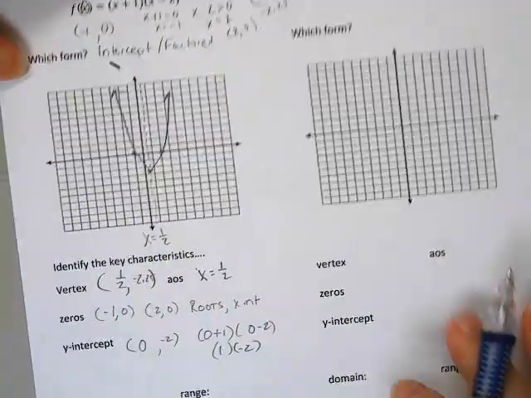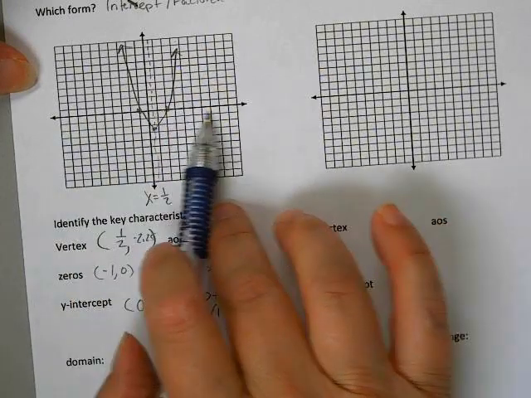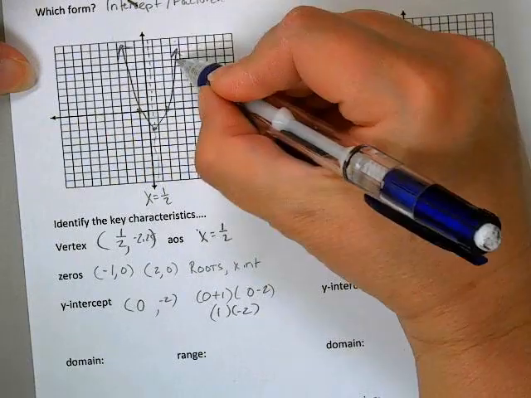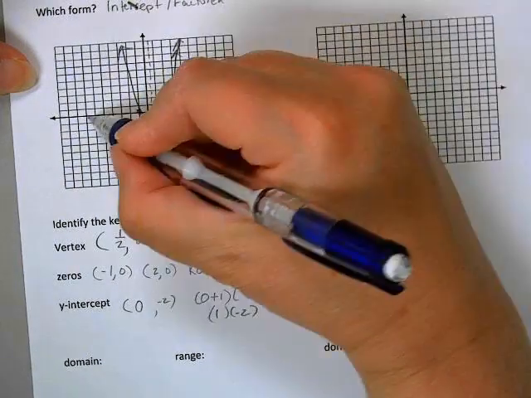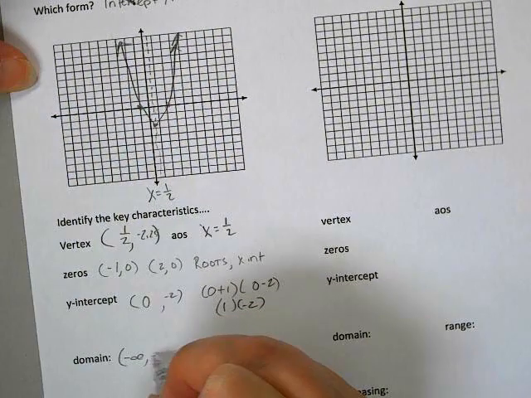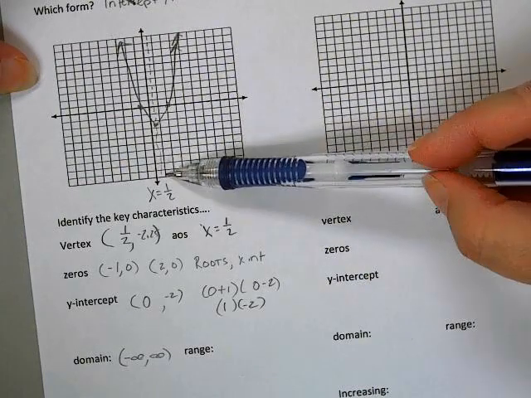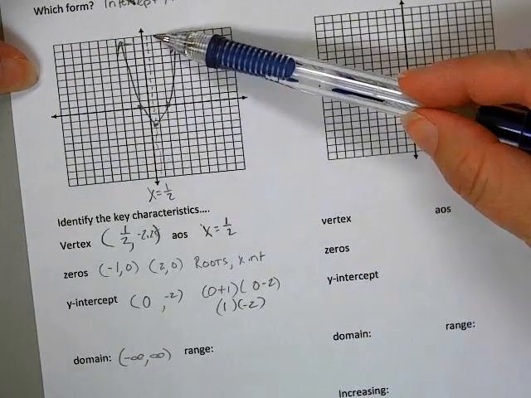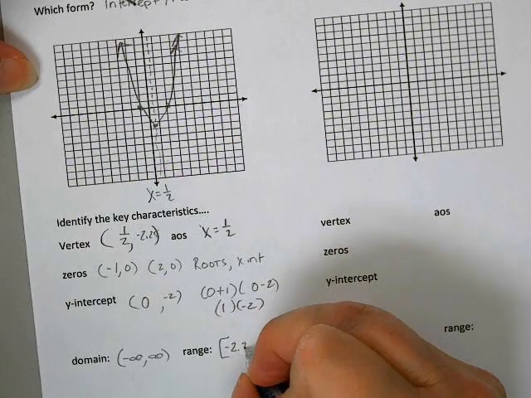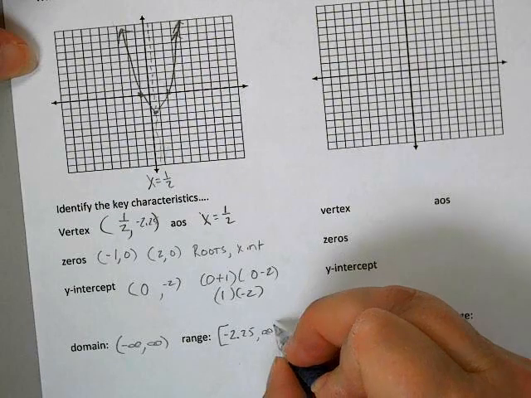Now let's talk about the domain and the range. The domain is every x value that will produce a y value. So since this graph goes forever in this direction and forever in this direction, there will always be x values. So the domain is negative infinity to infinity. The range is the smallest y value to the biggest y value. The smallest y value that will happen is negative 2.25, and it has a bracket because there is actually a point there, to infinity.